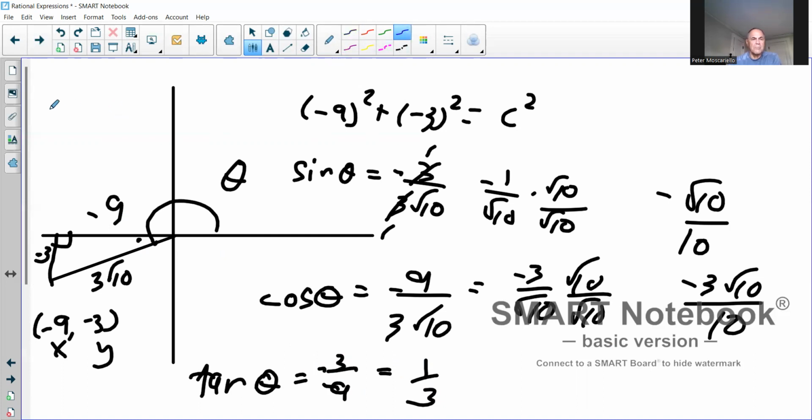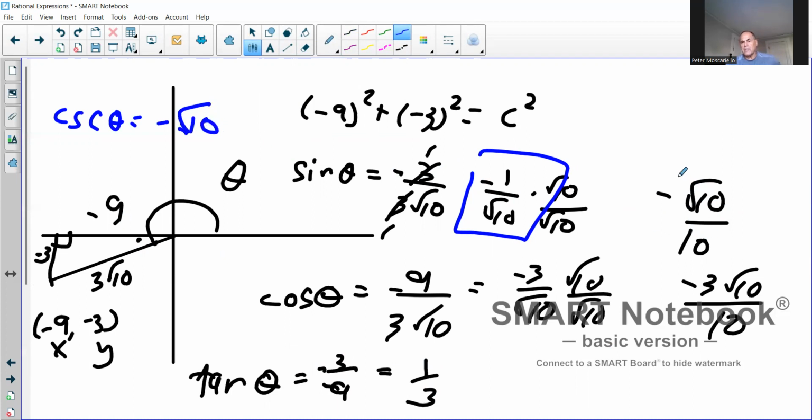Your reciprocals. How about cosecant? It's the reciprocal of sine. Well, if I go here where sine is and flip that over, now I get a square root in the bottom. So go back to that version. Flip that, you get negative square root of 10. Square root of 10 over -1, negative square root of 10. So be clever. You don't have to flip this, because then you get the square root in the bottom again.